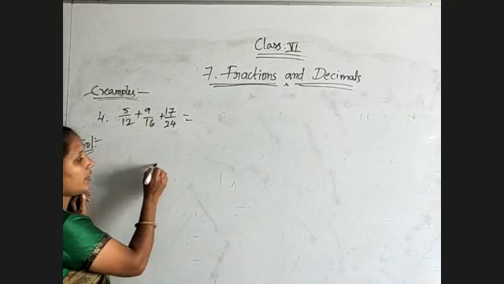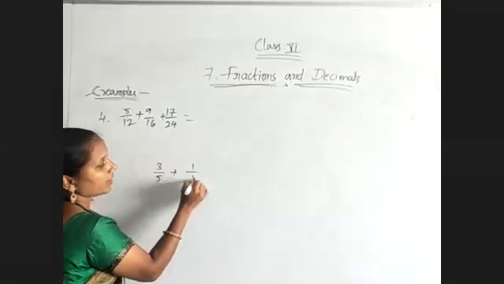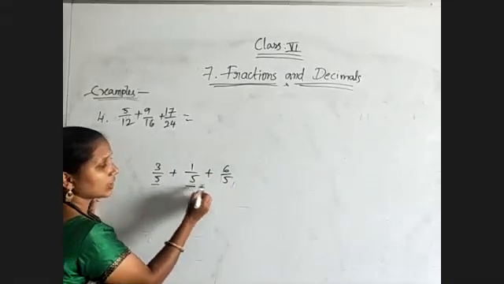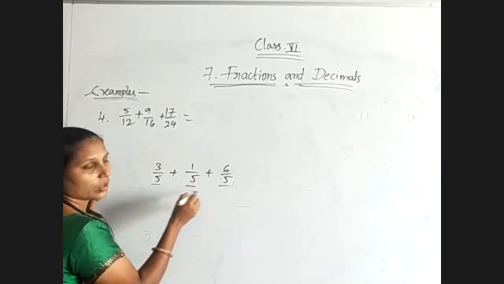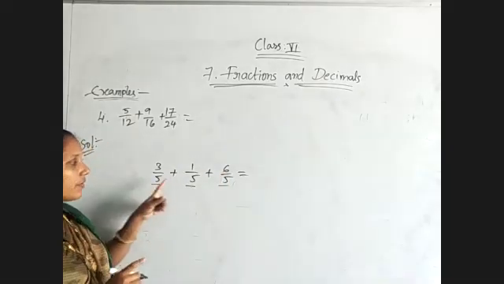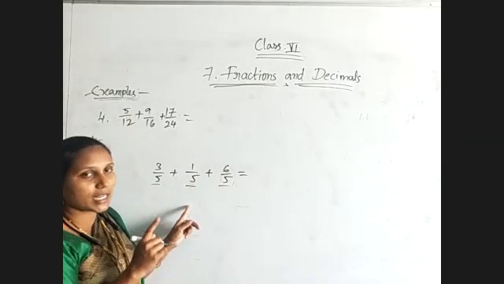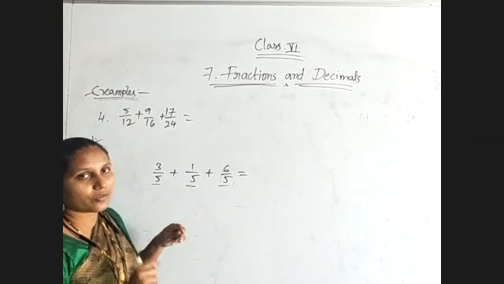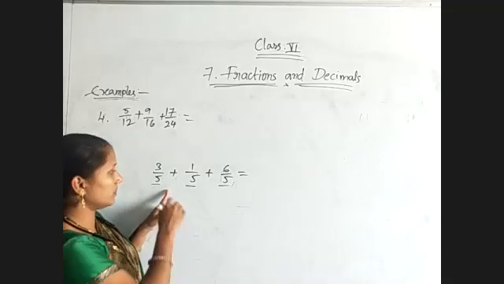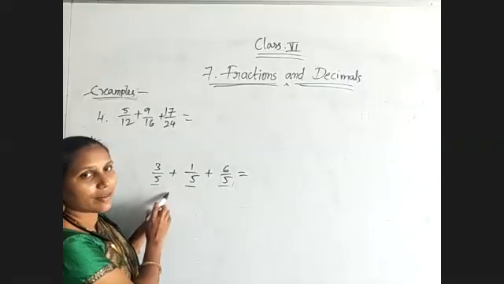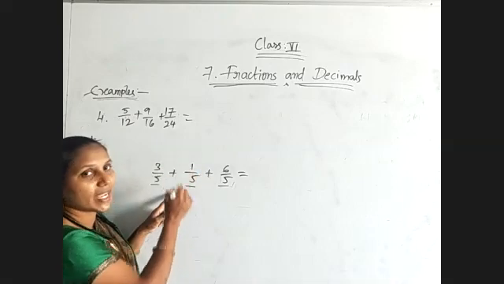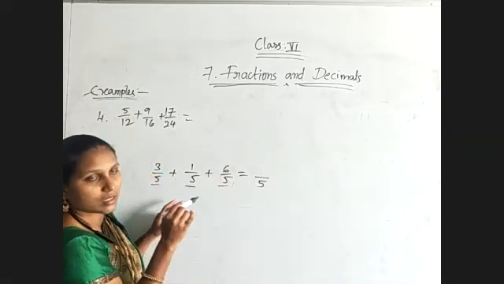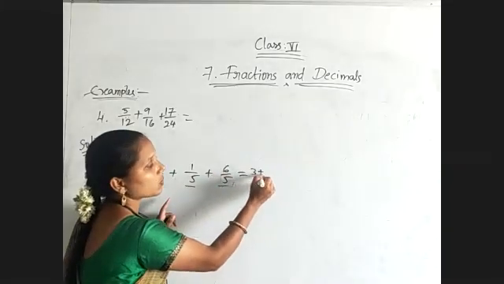See, first suppose I have 3 by 5 plus 1 by 5 plus 6 by 5, like this, three fractions I have. Just observe all the denominators of the given fractions, 5 only. So, like fractions. Whenever we are finding the sum of like fractions, in case of addition, we may get two or more than two fractions. But in case of subtraction, they will give only two fractions. Now coming to this one, the sum of like fractions is given by the sum of the numerators by the common denominator. So the common denominator is 5. Just write 5 only once. And the numerators are 3 plus 1 plus 6.